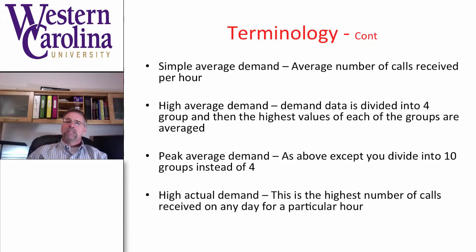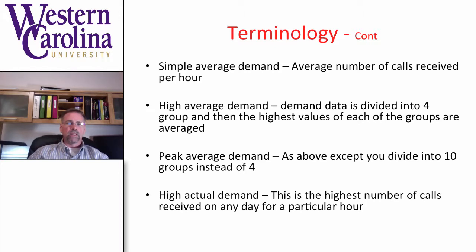Simple average demand is the average number of calls received per hour. The high average demand is demand divided into 4 groups, and then the highest is taken out of these 4 groups. And I should add the calculations that you see here are based on the original system status planning analysis or demand analysis. And we'll actually see in the next lecture how you can create these in Excel.